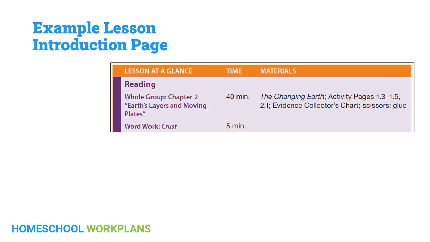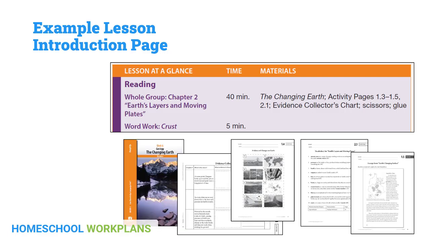Now, moving over to the materials column on the right, you'll see that we need the student reader. It's titled The Changing Earth, activity pages 1.3 to 1.5, and activity page 2.1. They also have the evidence collectors chart listed there, which happens to be activity page 1.3, and then scissors and glue. All right, now the student reader file and the activity book file are located in that folder of unit files you downloaded from the Core Knowledge website. We talked about that in the first video.